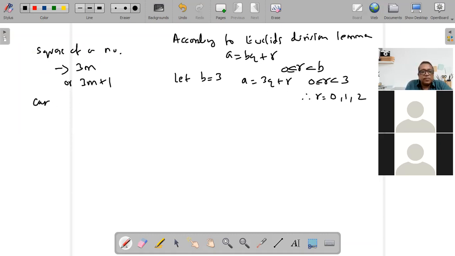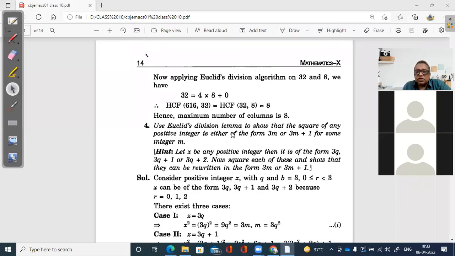So first case, let r is equal to 0. If r is equal to 0, then a will become, a is 3q plus r था, a will become 3q plus 0. Plus 0 लिखने की जरूरत नहीं है. I can just write a is 3q and finish it off, because r is 0. Now don't stop here. The question is the square of a number. तो question में दिया होता है कि क्या करना है. In the first question we didn't do anything, but here it is specified: square.